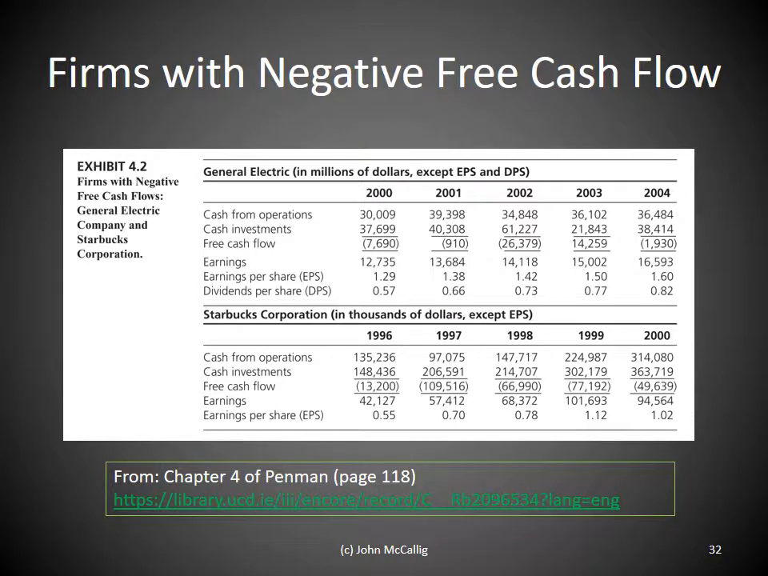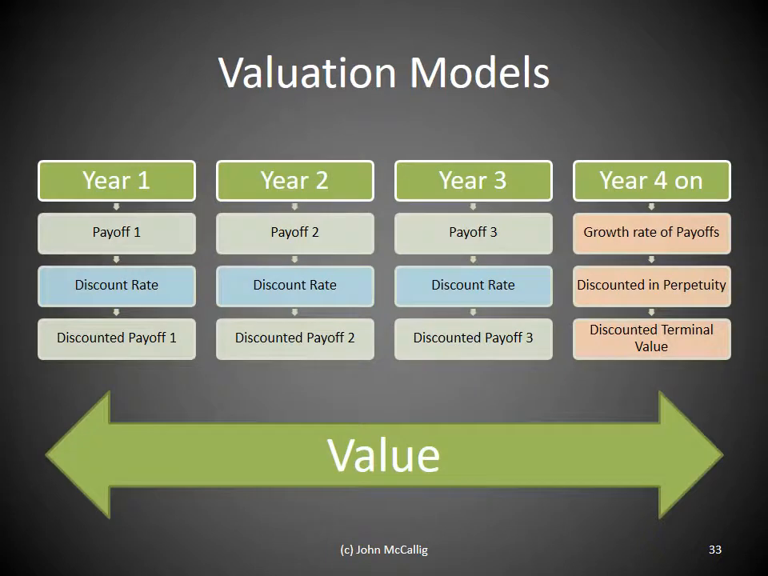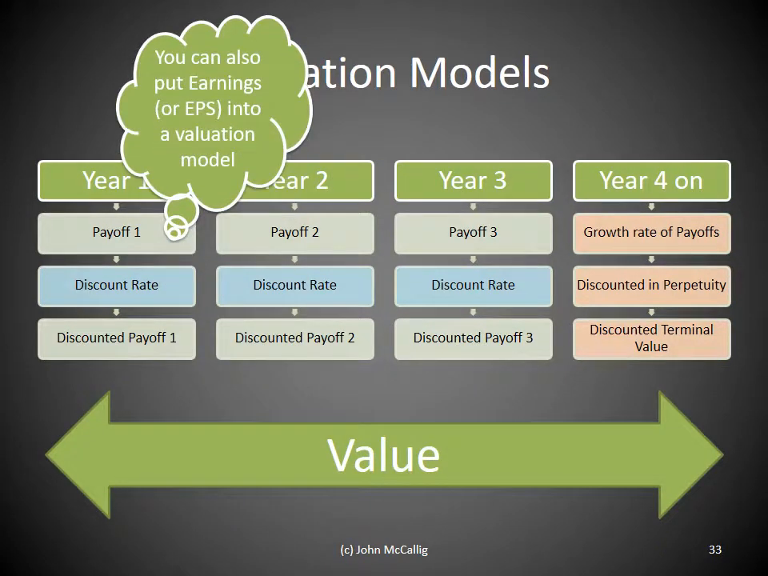Now that model doesn't work very well for a lot of companies. You can see here General Electric, this is their free cash flow, which was negative in all of these years. So you can't really use this model if the free cash flow is negative. And this is Starbucks. Both of those companies were growing a lot during those times and using up a lot of cash in capital expenditure. Okay, so that's discounted cash flow, and that is the model that JP Morgan used.